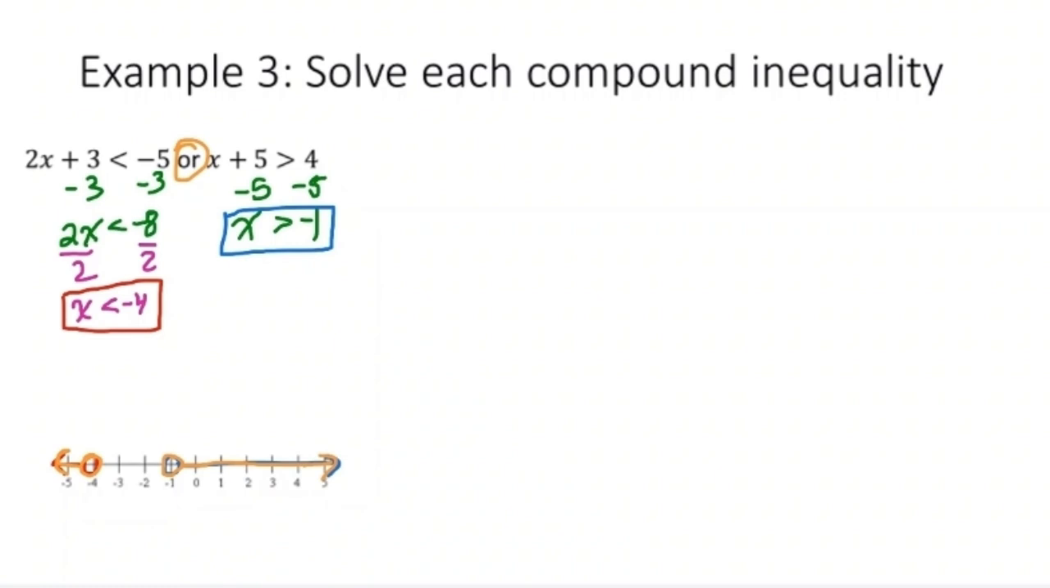As far as interval notation goes, the left part of our solution would be represented by -infinity to -4. The right part would be -1 to infinity. Remember, we're putting parentheses around the -4 and -1 because they are not solutions to either inequality, and then the union sign in the middle. And there's our solution to the compound inequality.